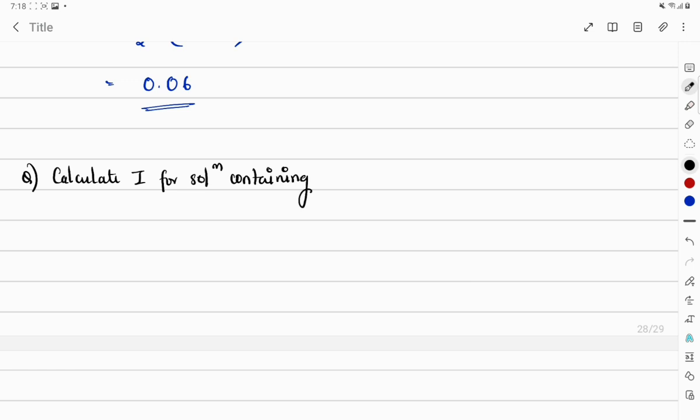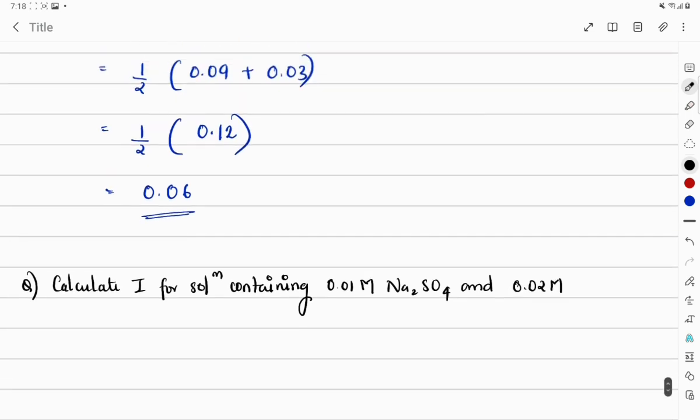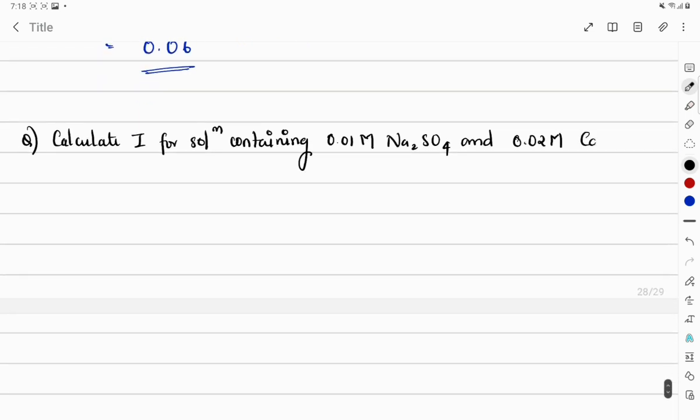containing 0.01 molar Na2SO4 and also 0.02 molar CaSO4. So sodium sulfate and calcium sulfate, both of these compounds are present in one solution. So everything is going to ionize in that particular solution, and while calculating ionic strength, we have to consider all the ions produced by both of these salts.